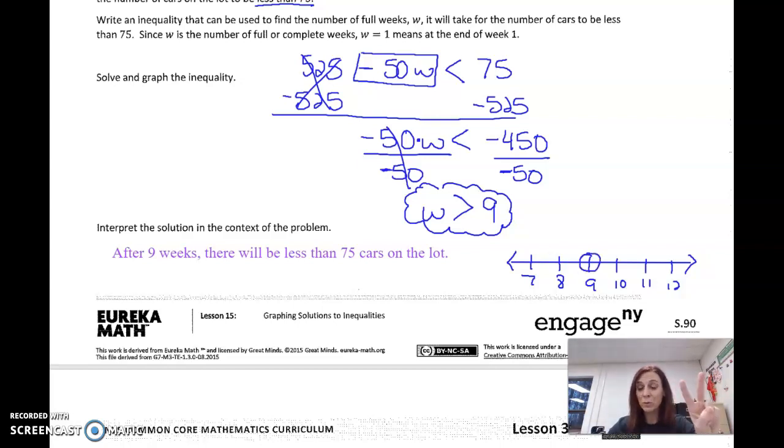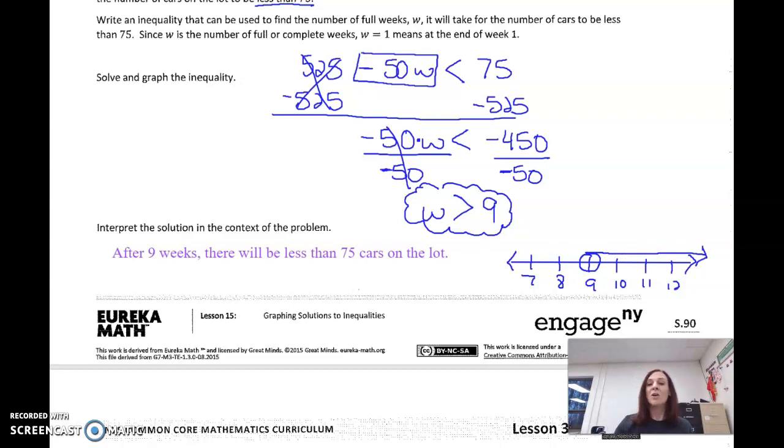Step 1. Step 2, is it an open or a closed circle? Well, look at this. W is greater than 9. That means it can never touch 9. There needs to be a bubble around the 9 because it cannot be equal to 9. Therefore, it's an open circle. And then step 3 is that we need to talk about all the values that are greater than 9. So which side of our bubble here are greater than 9? To the right. So I'm going to draw an arrow to the right.